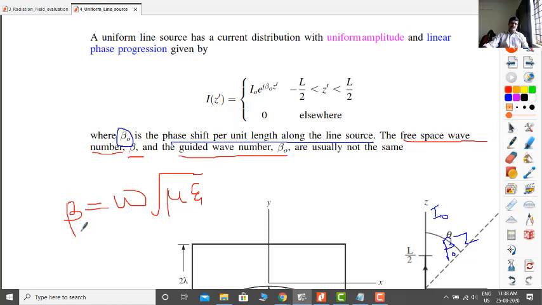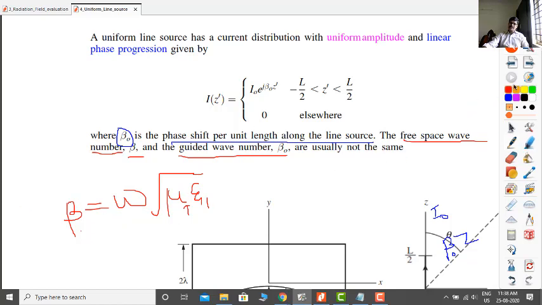For beta, the free space wave number, omega is the frequency of operation or the wave frequency, and mu will be the free space mu. Let us say the free space mu is mu 1 and free space epsilon is epsilon 1. This value is 4 pi 10 raised to minus 7, and this value is 1 by 36 pi 10 raised to 9, or approximately 8.854 10 raised to minus 12 farad per meter. So this is the beta for free space.